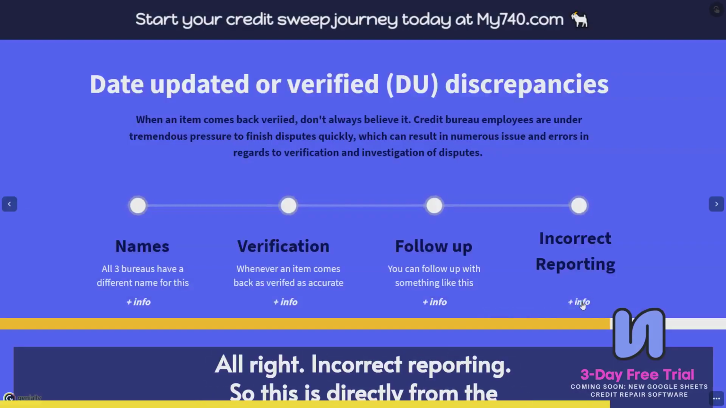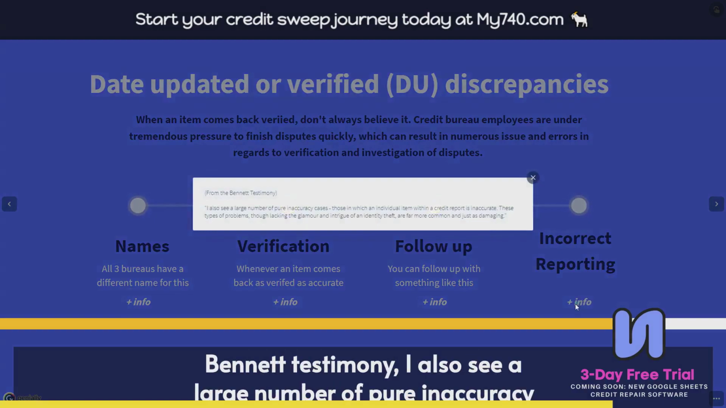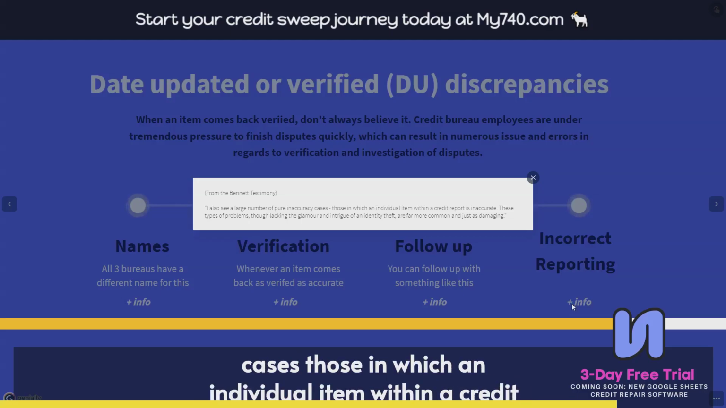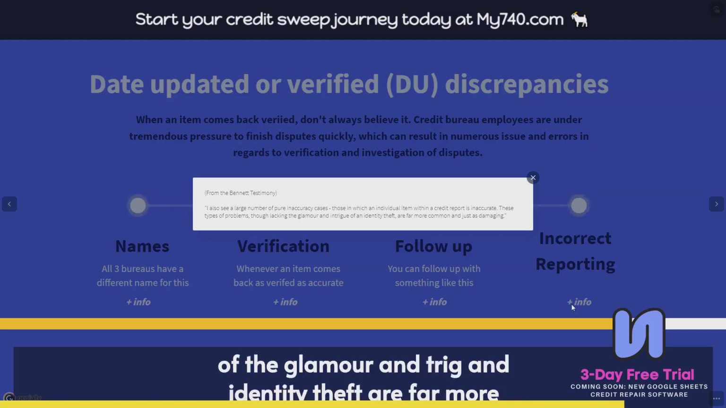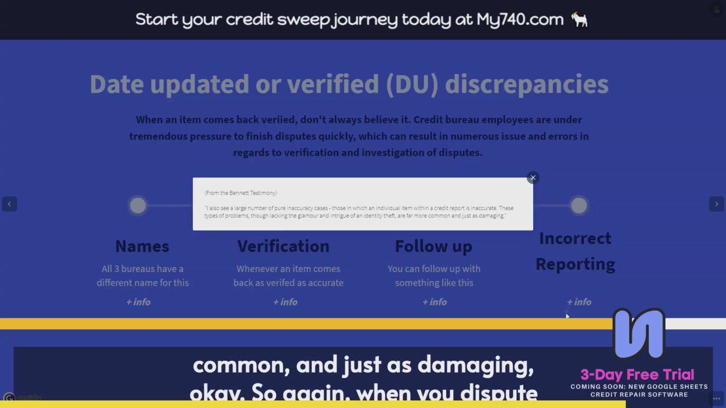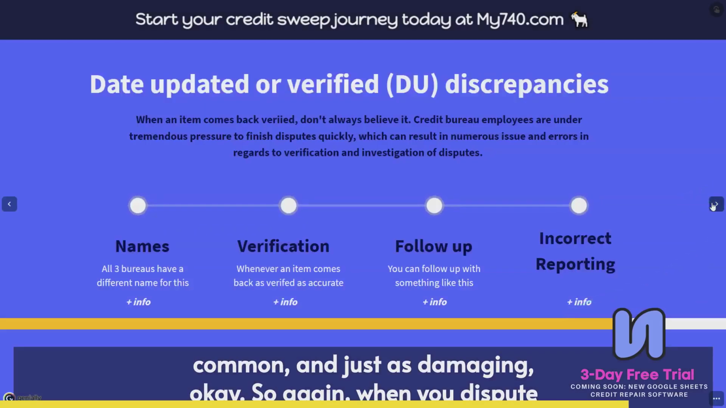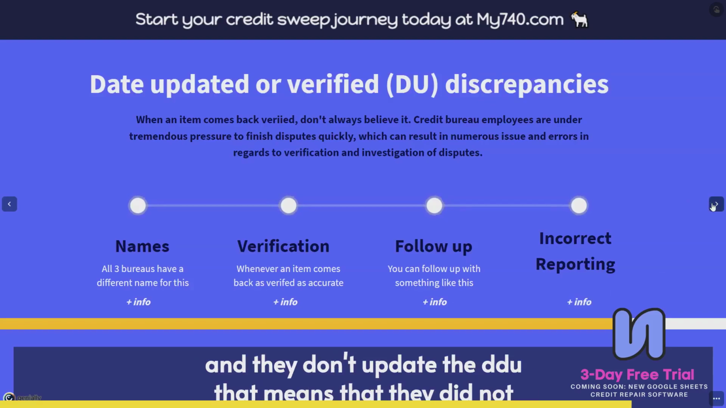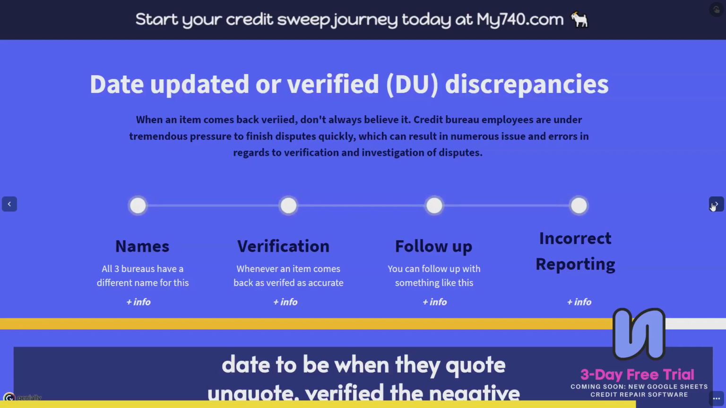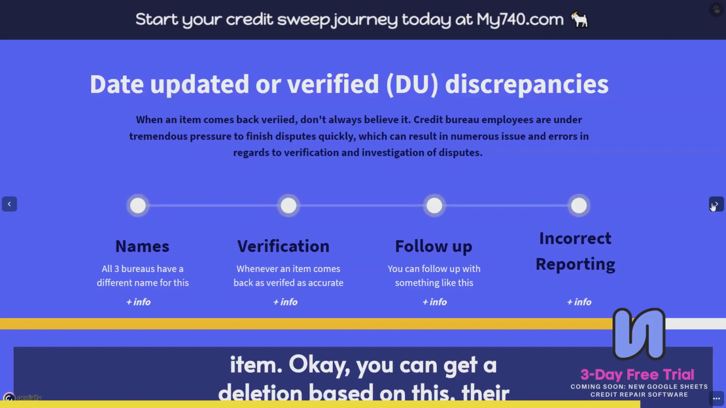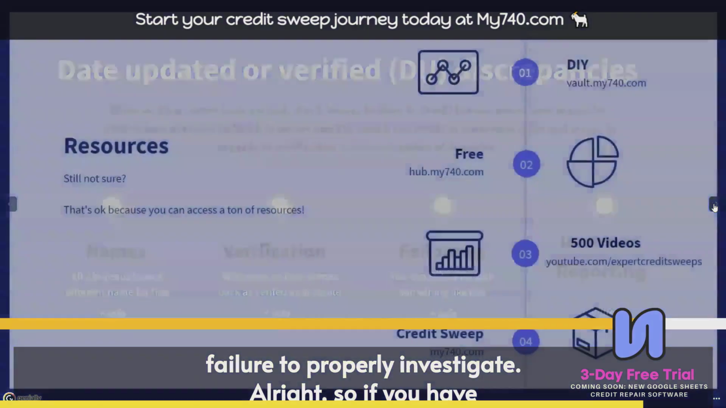All right. Incorrect reporting. So this is directly from the Bennett testimony. I also see a large number of pure inaccuracy cases, those in which an individual item within a credit report is inaccurate. These types of problems, though lacking the glamour and intrigue of an identity theft, are far more common and just as damaging. Okay. So again, when you dispute and they don't update the DU, that means that they did not investigate, because if they had, they would have updated this date to be when they quote unquote verified the negative item. Okay. And you can get a deletion based on this, their failure to properly investigate.